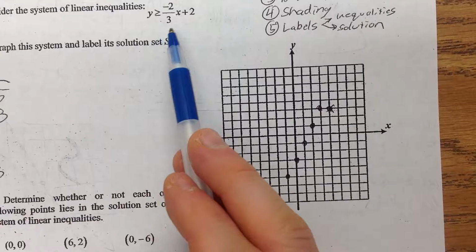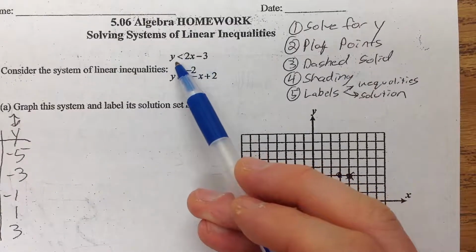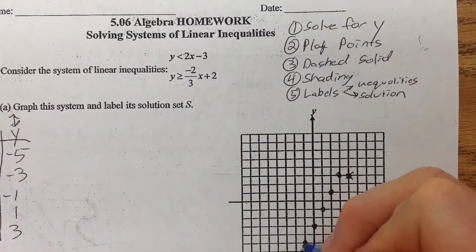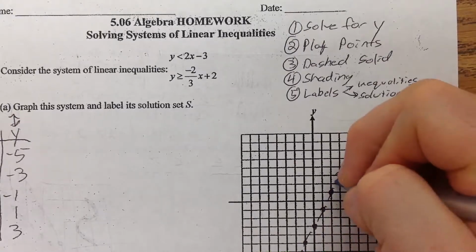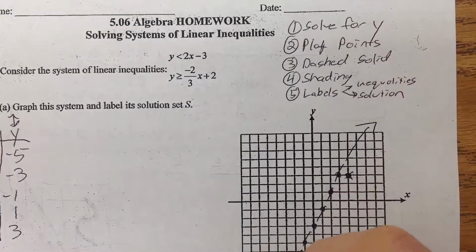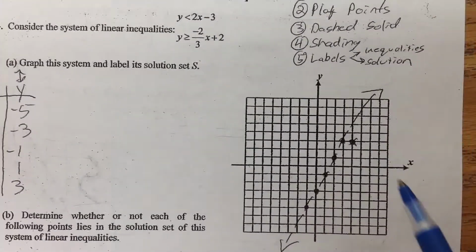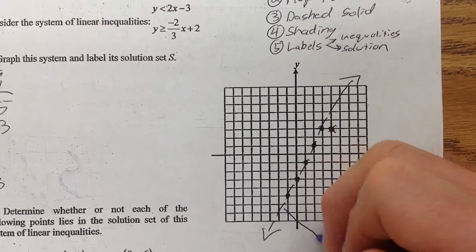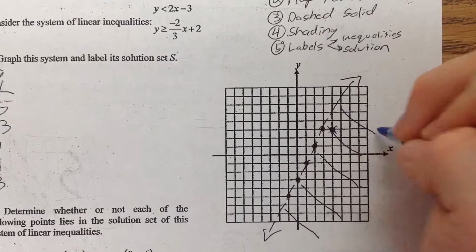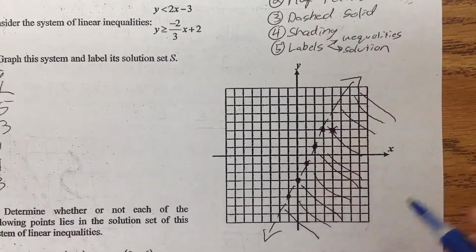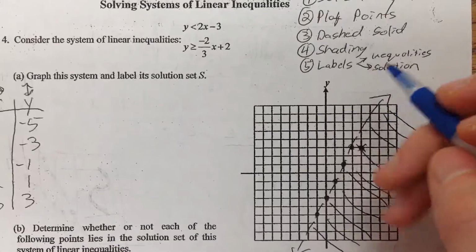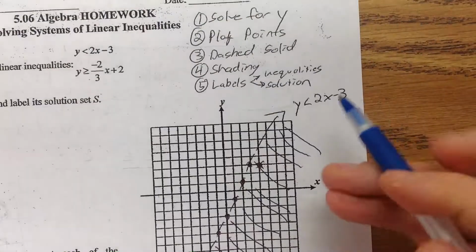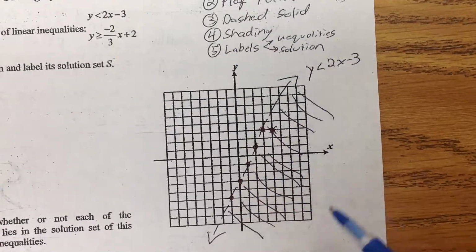So as far as connecting these points, we're going to see there is no equal sign under here. So that means we need to use a dashed line. So I've got a dashed line connecting my points here. All right, so there's my dashed line. We already looked at the calculator. This is a less than, so we're shading below. So I'm going to shade below my inequality. All right. And then let's put the label on right now so that I don't forget. So y is less than 2x minus 3. All right, so I've got my label, I've got my dashed line, I've got my points, I've got my shading.